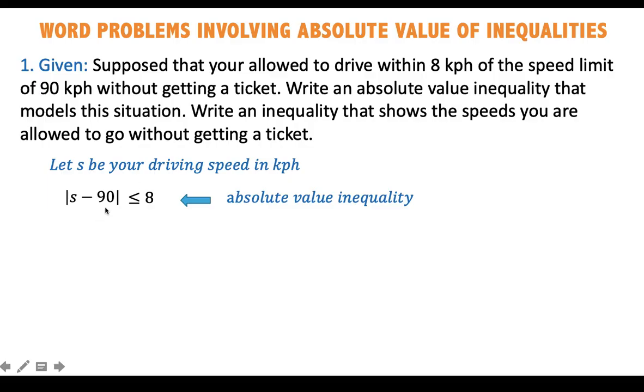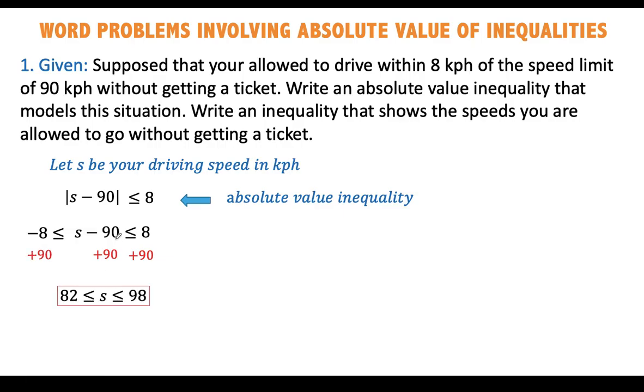Now, to write our speed such that we are still allowed to go without getting a ticket, we simply remove the absolute value symbol and write S minus 90 is less than or equal to 8. But we should also consider the other side, that is more than or equal to negative 8. To simplify this, we add 90 to each expression because we want to isolate S. So negative 90 plus 90, that is S. Then 8 plus 90 is 98. 90 minus 8 is 82. Therefore, our speed must be more than or equal to 82, but less than or equal to 98 kilometers per hour.